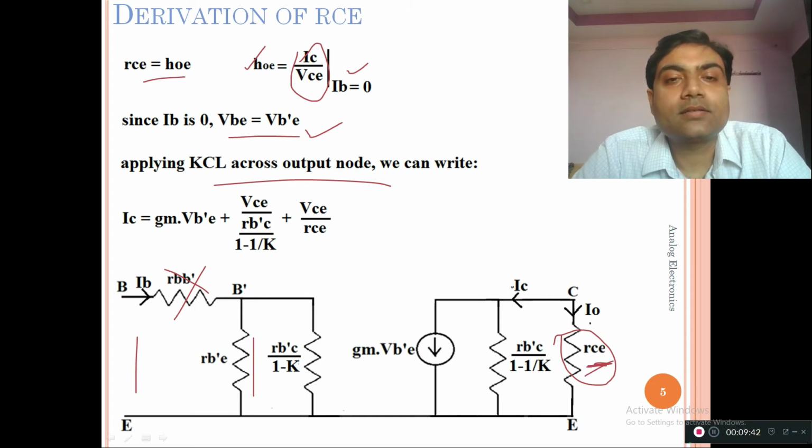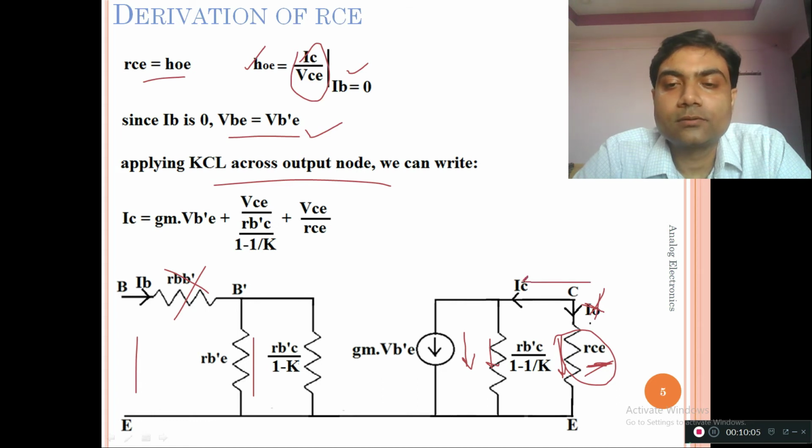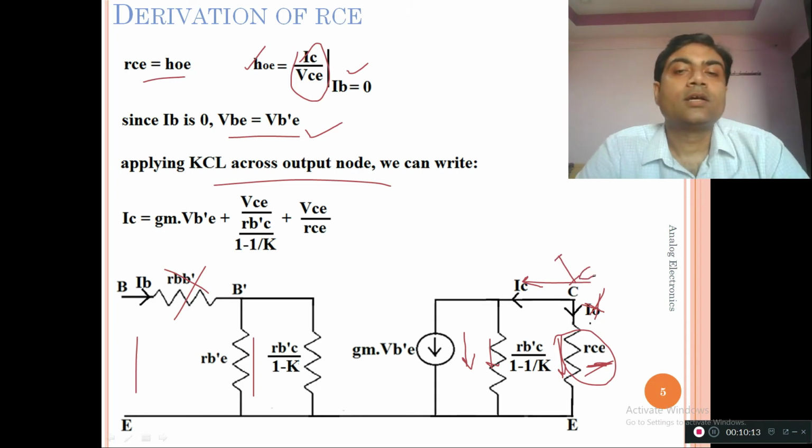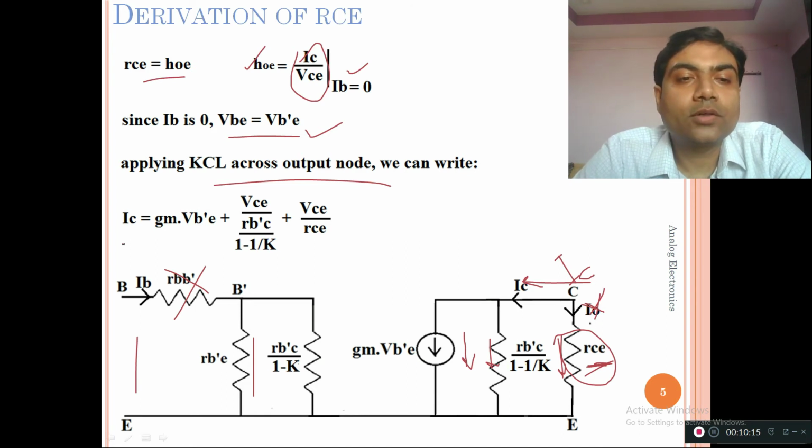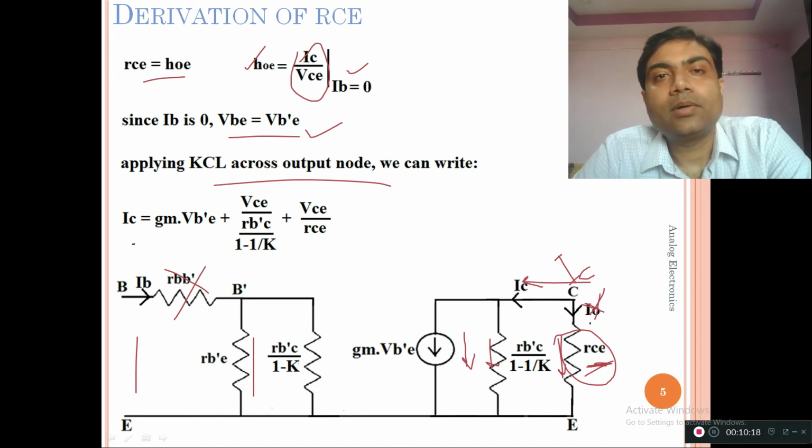By applying the KCL at this node, you can see what the current components are. This is the first current component, this is the second current component across this, and this is the third current component. So IC can be written as, see here, ignore this I naught. We are not interested to calculate this I naught. Let me draw this for you so that you do not have any confusion in your mind.